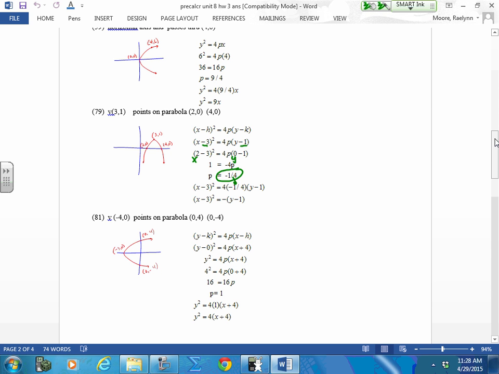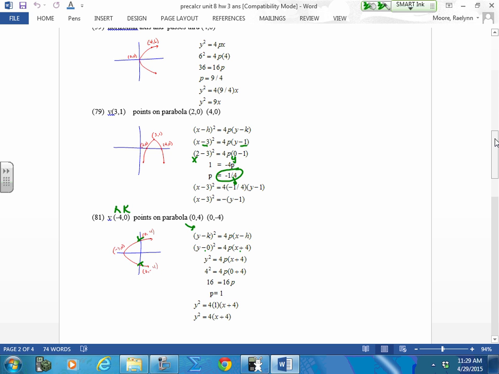This is very similar to this. Here's your vertex. It's got to cross through these points, so your vertex says, okay, my parabola has to open to the right. I've got to cross through these 2 points. Again, find your y squared, fill in your vertex point. This is your h, this is your k.